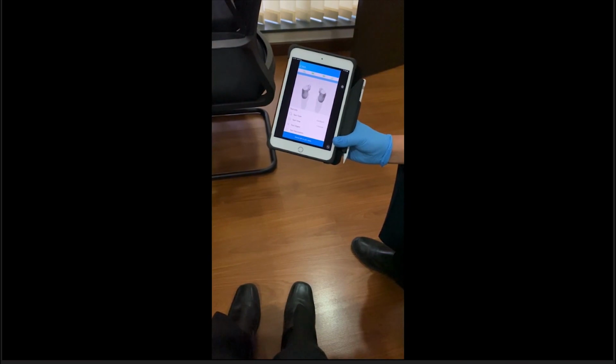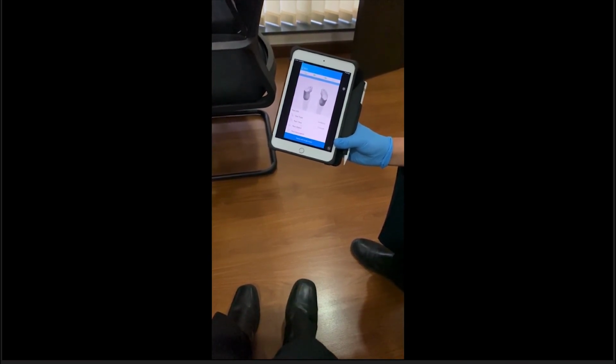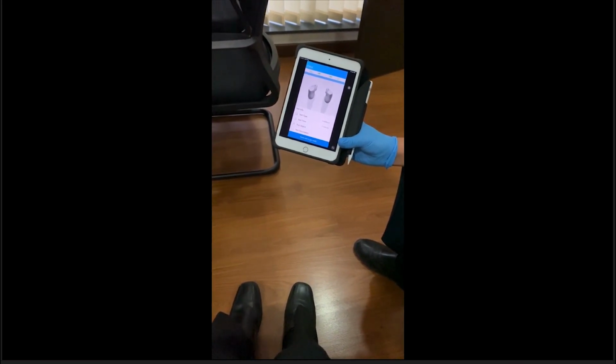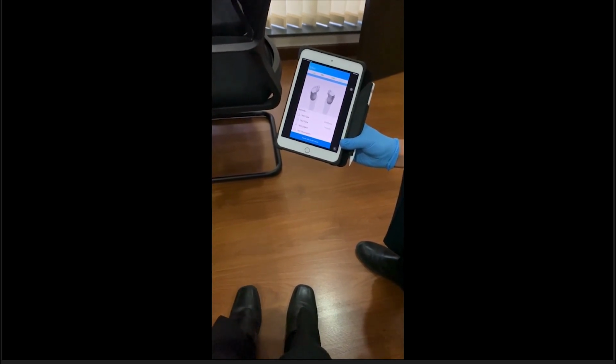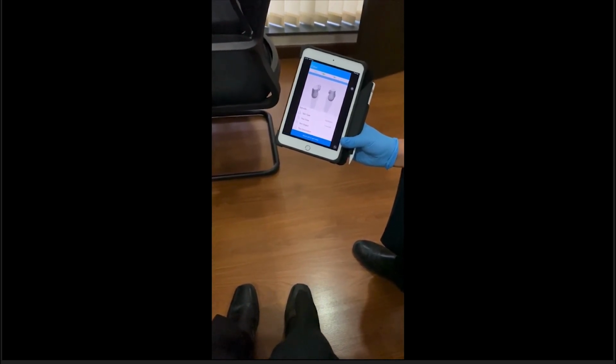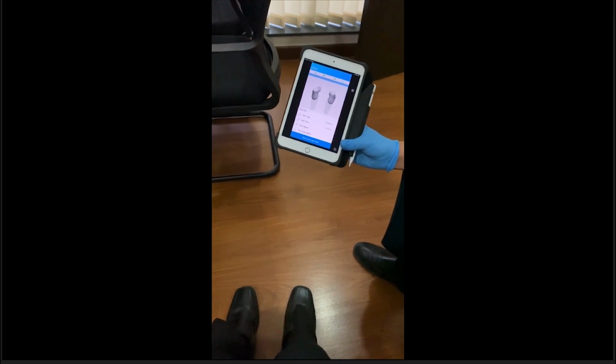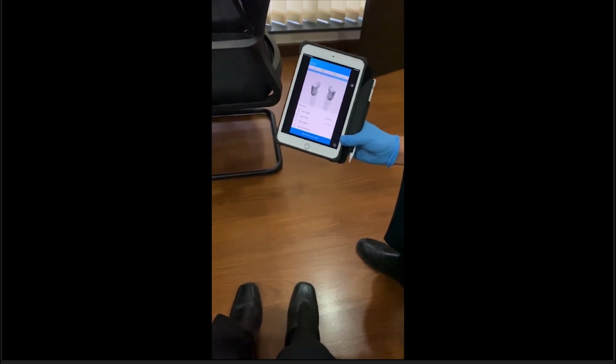Okay, what I want you to do is lift up the front of your right foot as high as possible. Okay, put it down. Now the left foot as high as possible. Perfect. Now what I want you to do is lift up your right heel as high as possible. Put it down. And the left heel as high as possible.